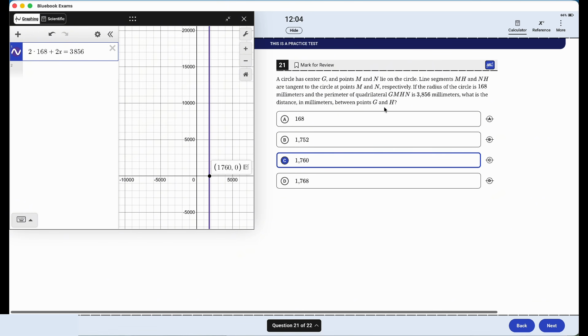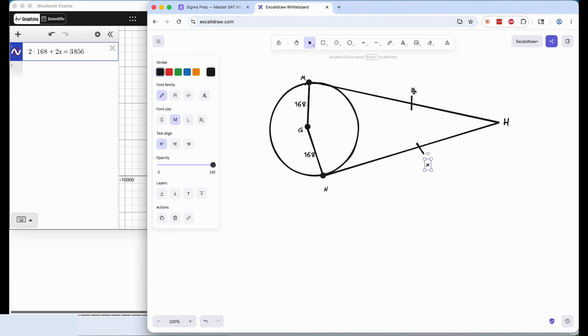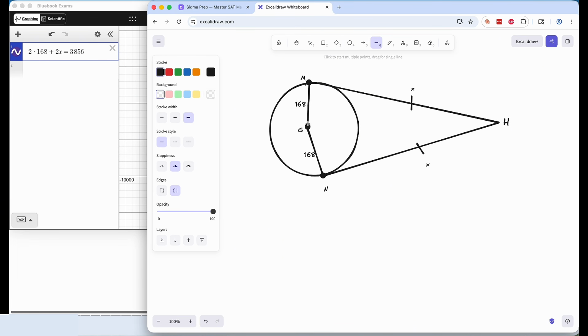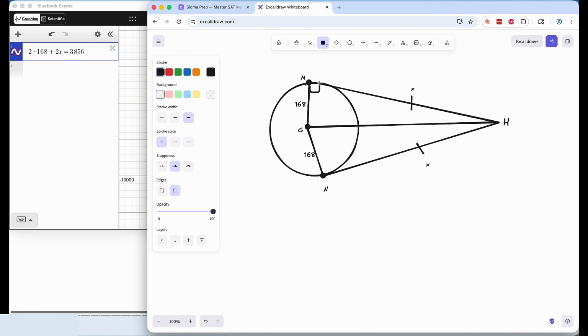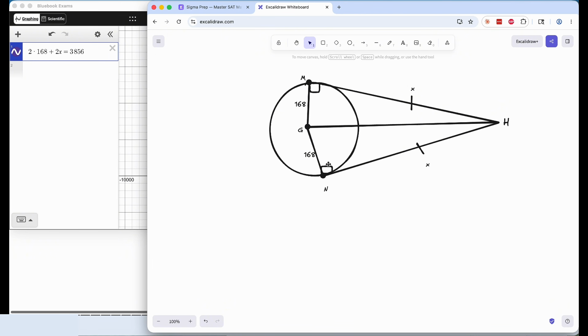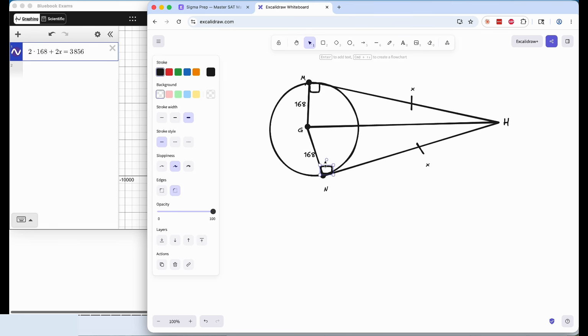The question wants to know the distance between G and H. What we found was these two. GH, if I want to draw that, is going to be this. One other thing I forgot to mention that's important about points of tangency: this point of tangency on the circle, M and N, forms a right angle. So these are going to be right angles in this case.